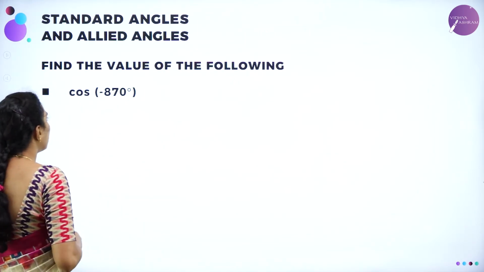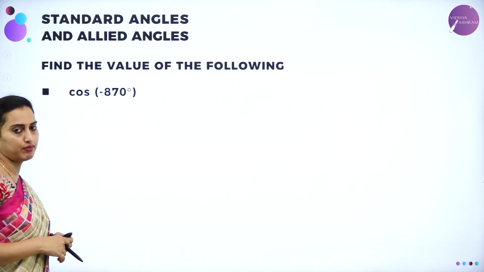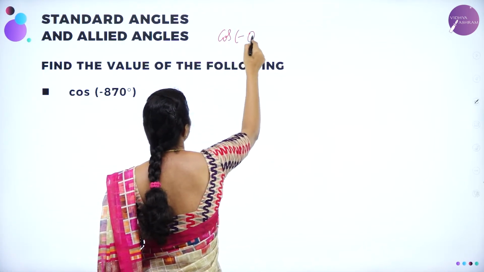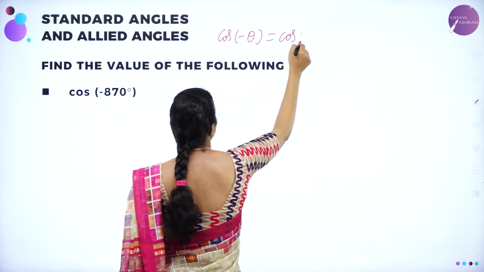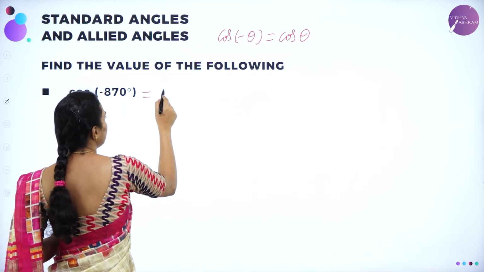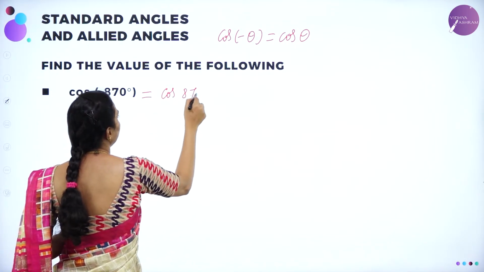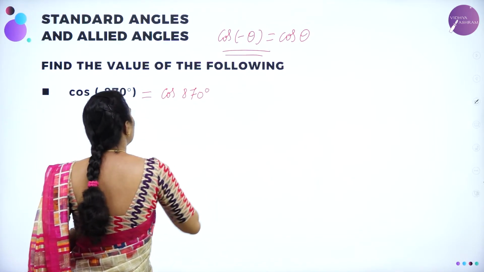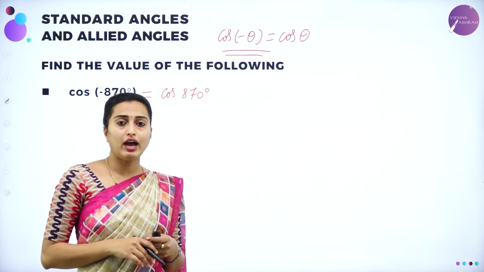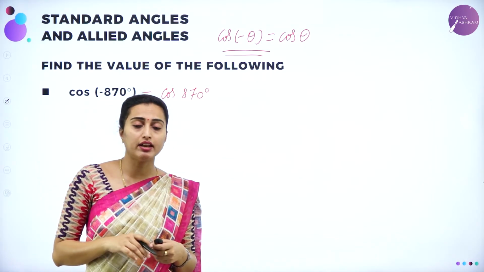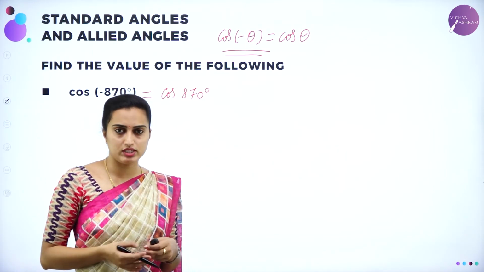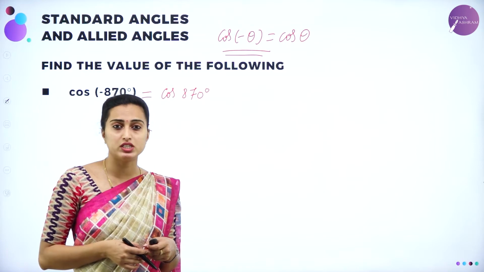What they have given is cos of minus 870 degree. Now, dear, we are going to use the formula cos of minus theta is nothing but cos theta. So I can write cos of minus 870 degree as cos 870 degree according to this formula. Now, how are we going to write 870 degree? It is too big. So you have only 360 degree in the quadrants. So you can write it as n into 360 degree, which here gives you 720 degree.